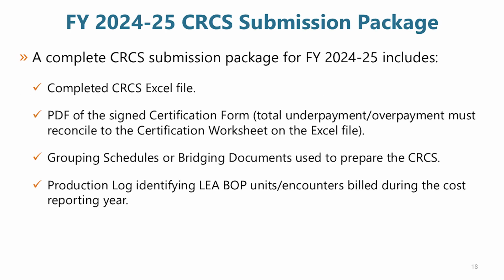So a complete submission package for fiscal year 24-25 includes 4 items. 1, a completed Excel file. 2, a PDF of the electronically signed certification form that ties to the Excel file. Remember, total on the Excel file should be identical to the total on the PDF. And 3, grouping schedules or bridging documents that support the CRCS. 4, production log identifying the practitioner's billing for services during the fiscal year.